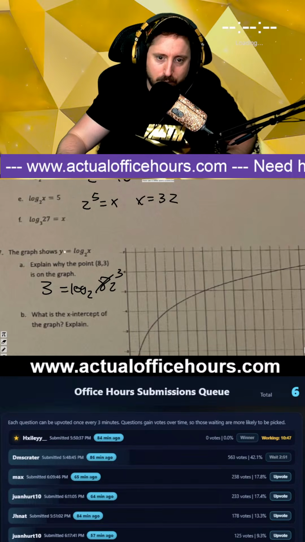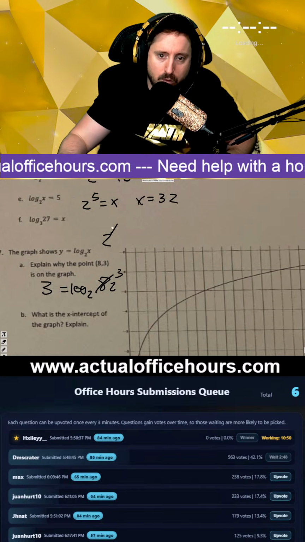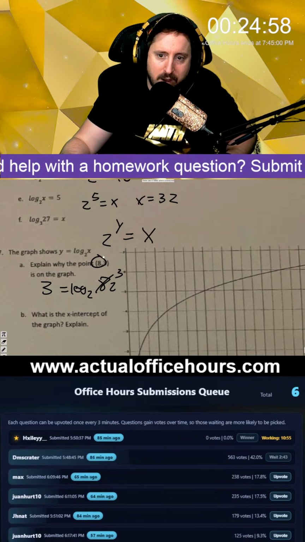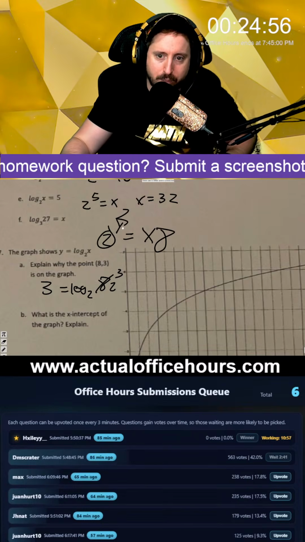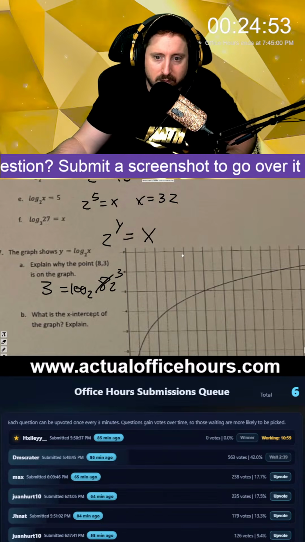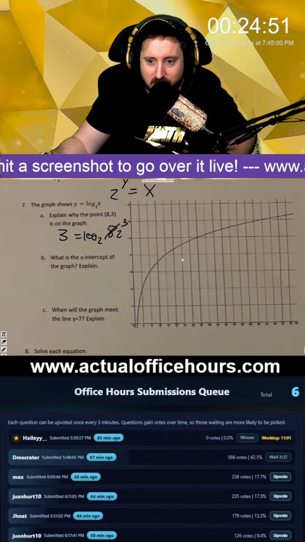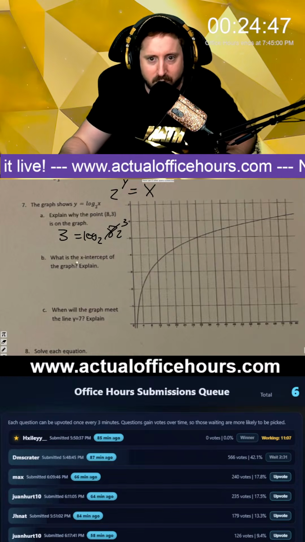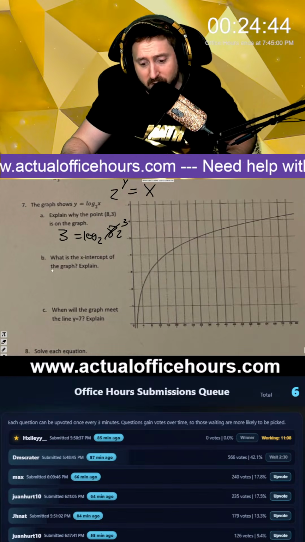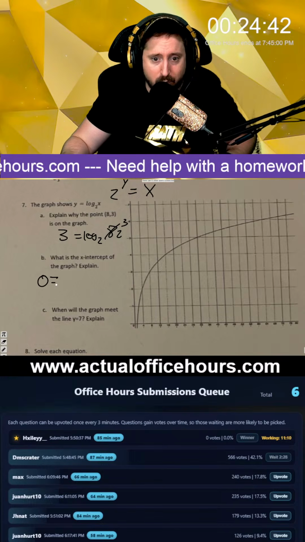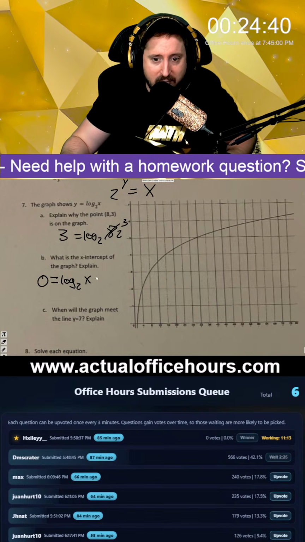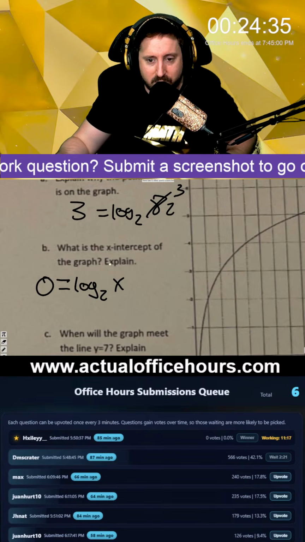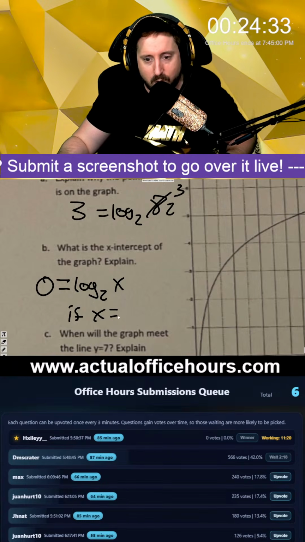If you wanted to put this in exponential form, you would say that 2 to the y is equal to x. And so if your x is equal to 8, 2 to the 3, which is y, equals 8. What is the x-intercept of this graph? The x-intercept is here, sorry. So x-intercept is where y equals 0. So you would say 0 is equal to log base 2 of x.